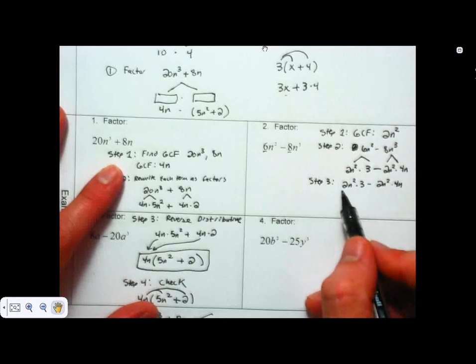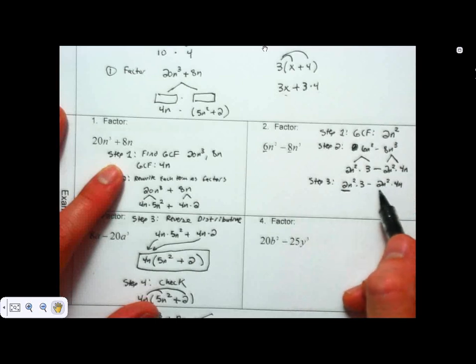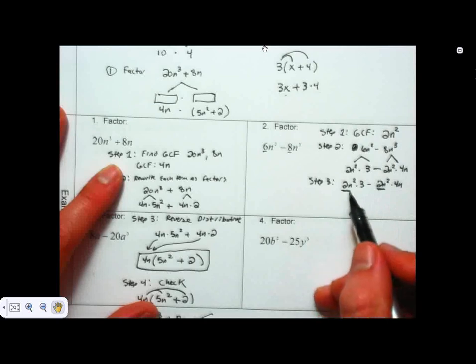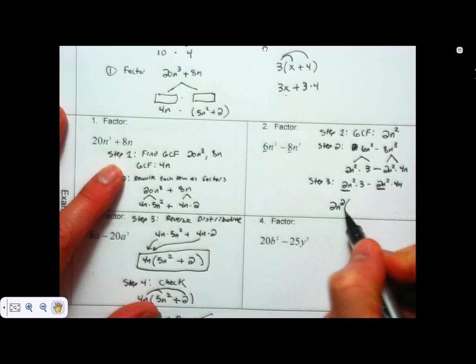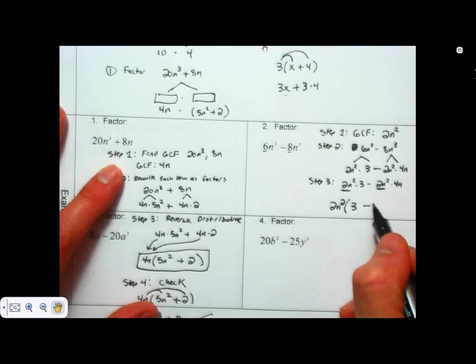And so again, what goes on the outside is the factor that these guys have in common. So in this case, they both have a 2n squared factor in common. So I'm going to throw that on the outside. And then on the inside, I just write what's left over, the things that were multiplied by 2n squared.